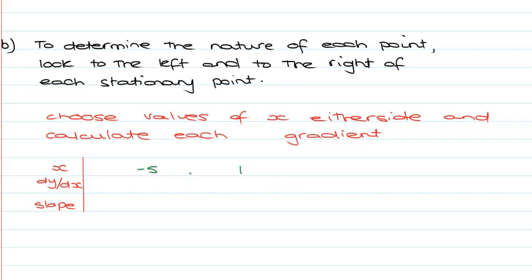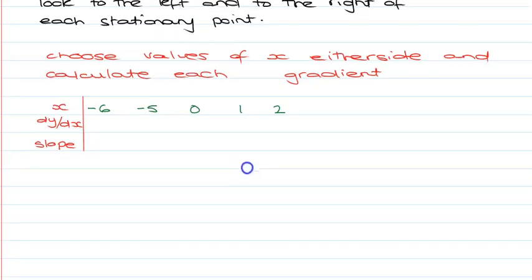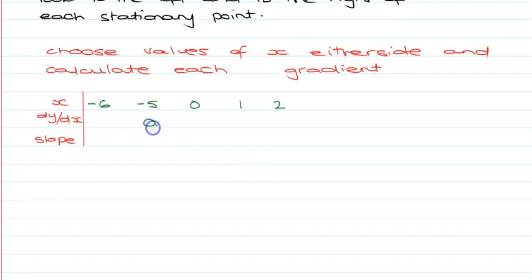You can pick any values as long as they're to the left and to the right of each point. So I'm just going to go with negative 6. Try and make the values as easy as possible. 0 is an easy value to use that's between those, and then obviously I'm going for 2. Now in each case I need to work out the gradient at each of these x values so I can look. I already know the gradient at negative 5 is 0 and I already know the gradient at 1 is 0.